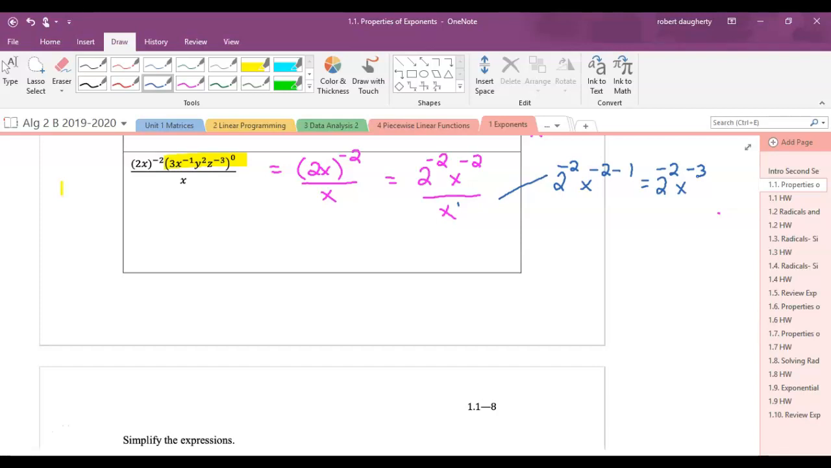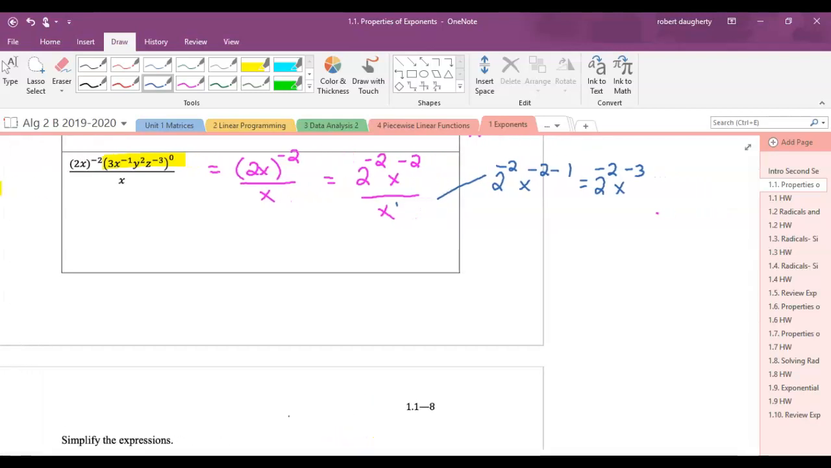Okay? How do I write 2 to the negative 2? What's 2 to the negative 2? That's 1 over 2 squared, and then x to the negative 3 is just x cubed on the bottom of that fraction. So what is this final answer? 1 over 4x cubed.